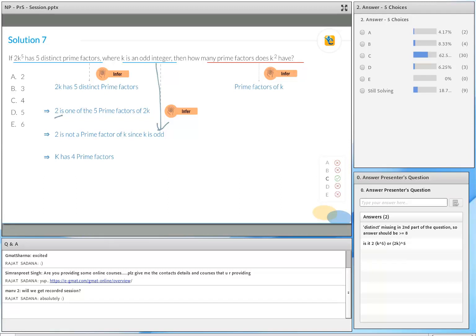It is 2k to the power 5. It is not that 2 is raised to the power 5.